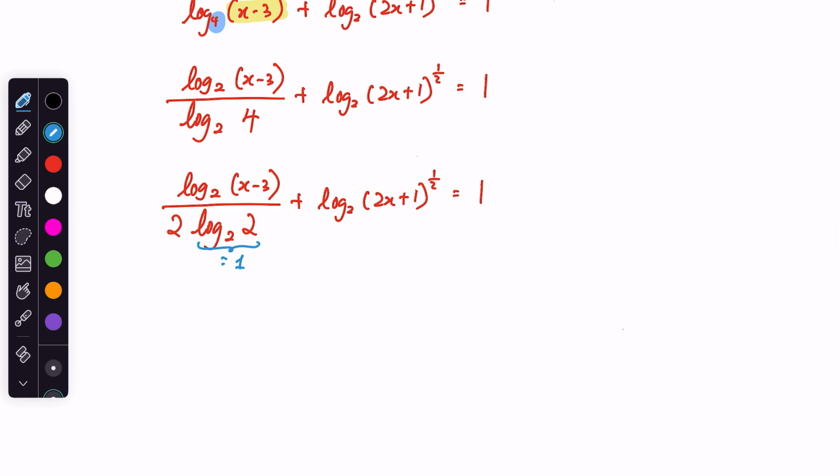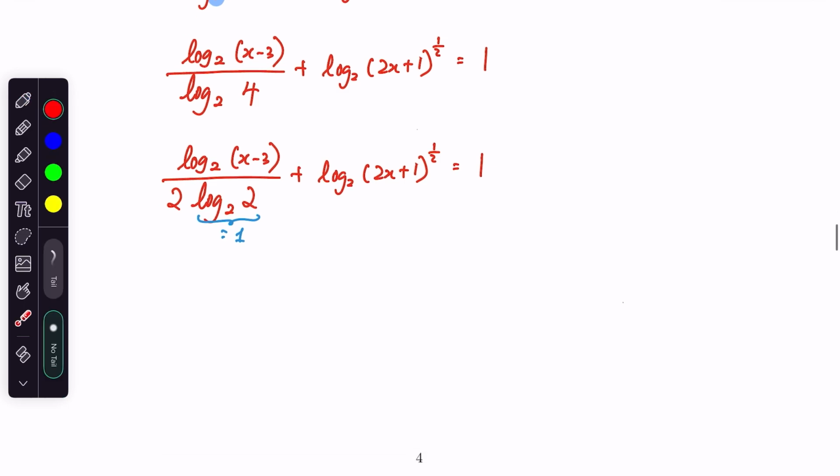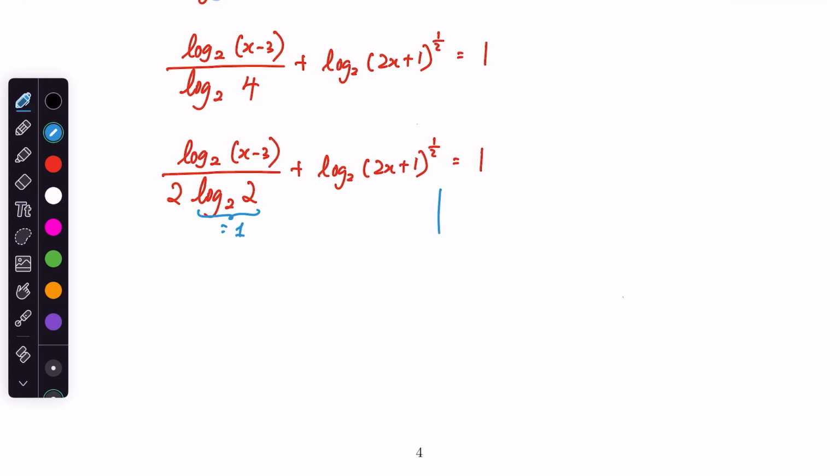Alright, so I actually have log base 2 something divided by 2 times 1, or divided by 2. So what I'm going to do is I'm going to multiply by 2 throughout.